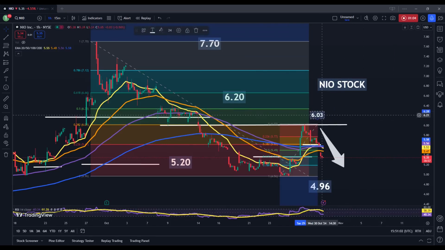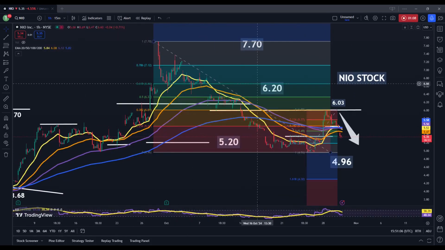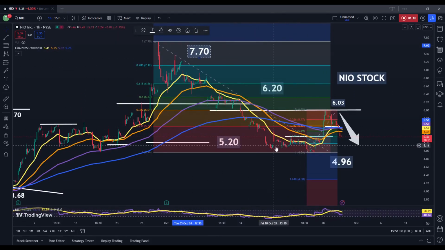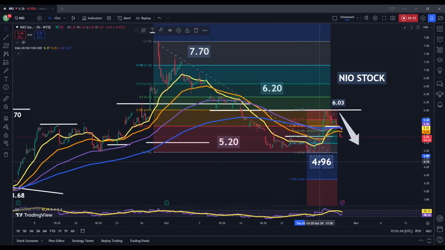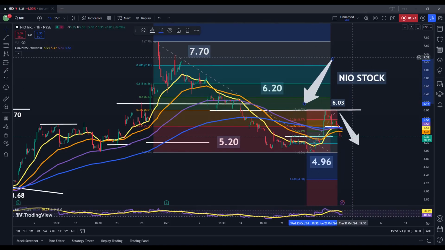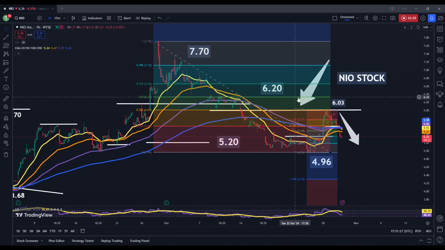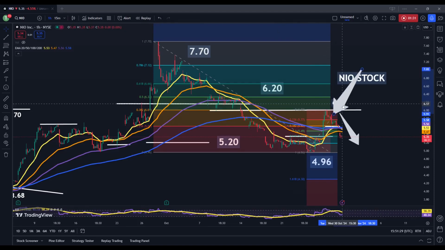So we do see this failure at $6.03. This is critically important because if we're looking at this prior price move from $7.70 to $4.96, that would be this near-term low, the high to the low. What this gives us here is a 38.2% Fibonacci retracement, a very important Fibonacci number. 61.8% is a bit more important, but 38.2 is also highly important. And here, what we can see is we're failing right into that area.